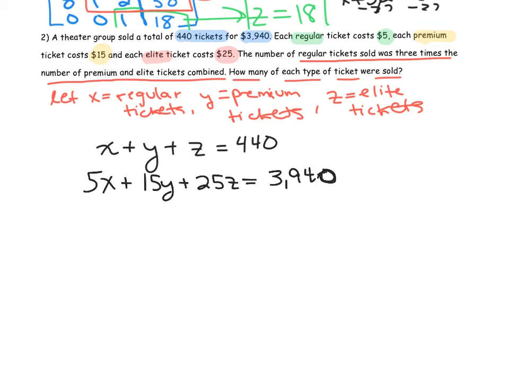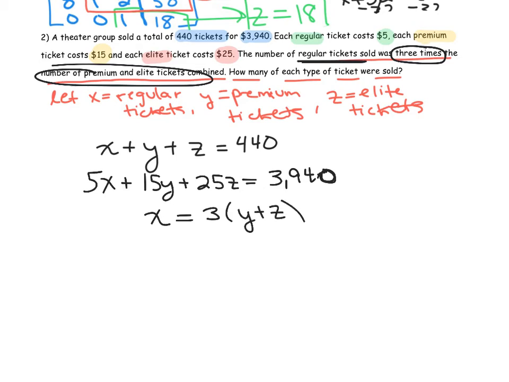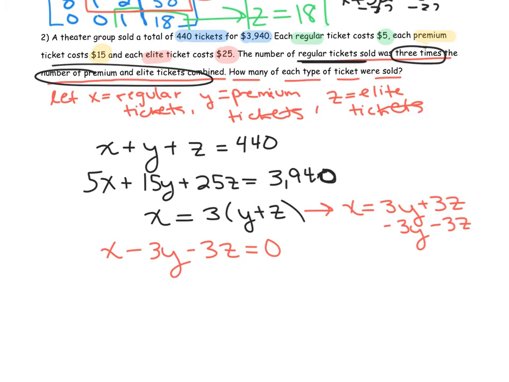All right, now our last piece of information is that regular tickets, which is x, sold 3 times the number of premium and elite tickets. So there you have it. Those are our system of equations. Now we want to get this last equation into a better form. We want this written as x equals, so first let me distribute. And now we're going to bring over the 3y and bring over the 3z. So we'll be looking at x minus 3y minus 3z equals 0, because we want all of our x's lined up, the y's, and then the z's.